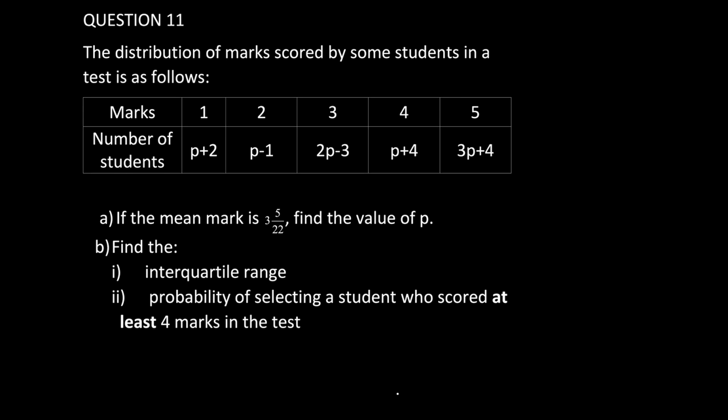So in this video, we'll be solving question 11 of the 2017 Core Math theory questions. So I take the question. The distribution of marks scored by some students in a test is as follows. We have the marks being 1, 2, 3, 4, and 5, and the number of students being p plus 2, p minus 1, 2p minus 3, p plus 4, and 3p plus 4. A. If the mean mark is 3 whole number 5 over 22, find the value of p. So let's move to the solution of the question.